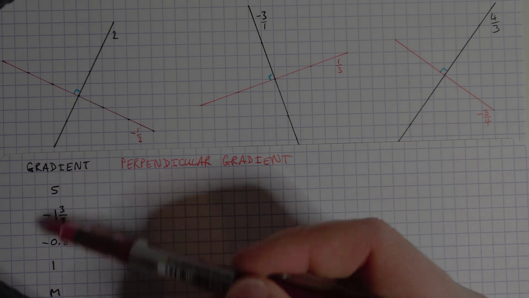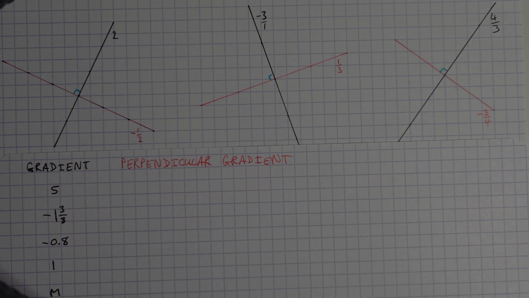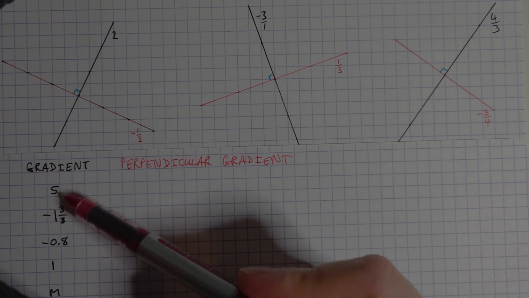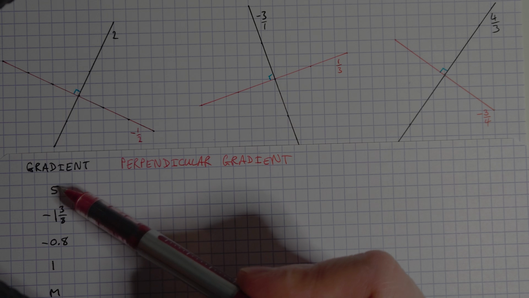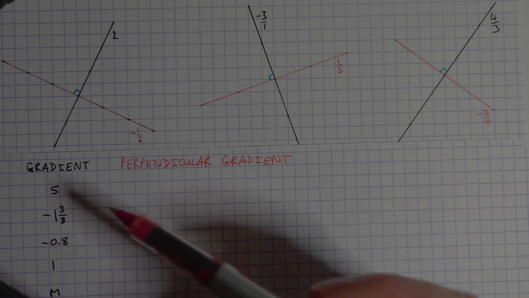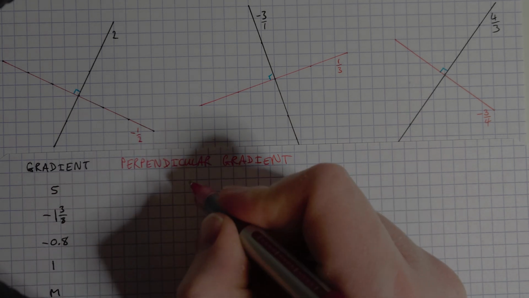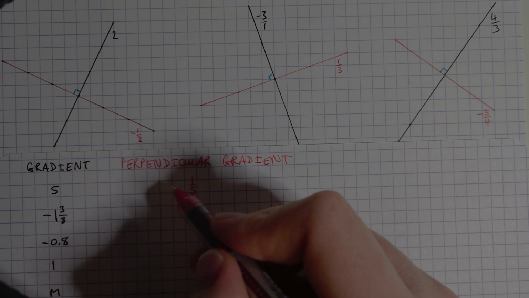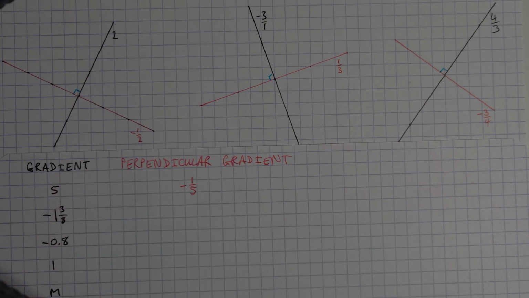So here are some more potential gradients. If you want the perpendicular version, suppose I've drawn this line with gradient 5 and I want to draw the perpendicular one, what would its gradient be? Well, if you flip 5 over, you get 1/5, and then change the sign. It was positive to begin with, so the perpendicular gradient must be negative. The original one over here is negative, so my new one will definitely be positive.